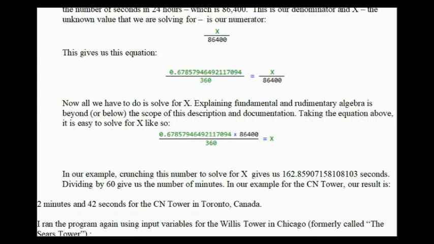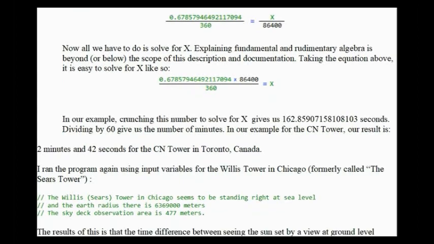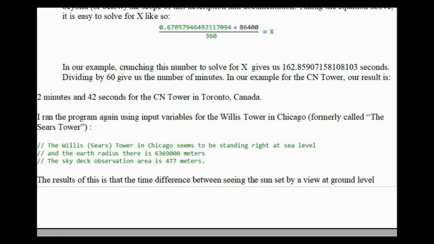Explaining fundamental and rudimentary algebra is beyond or below the scope of this description and documentation. Taking the equation above, it is easy to solve for x like so. In our example, crunching this number to solve for x gives us a little over 162.859 seconds. Dividing by 60 gives us the number of minutes. In our example for the CN Tower, our result is 2 minutes and 42 seconds.